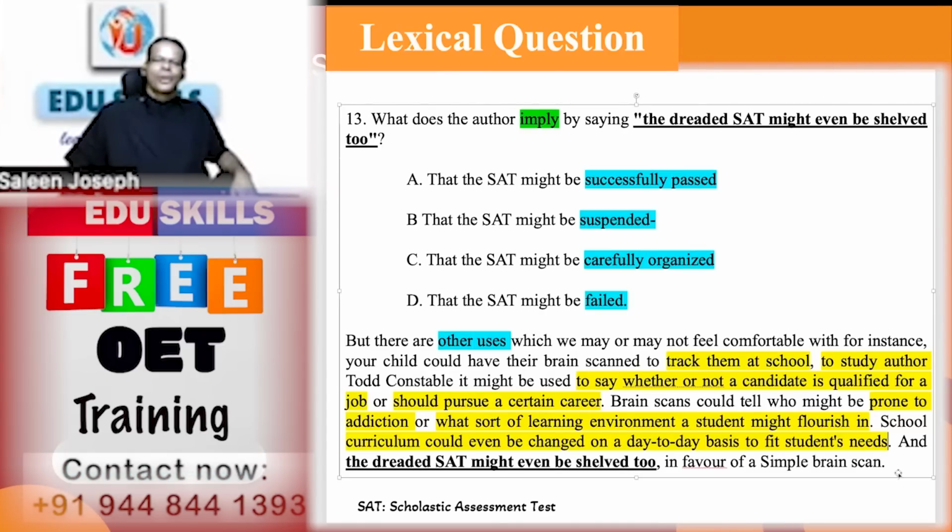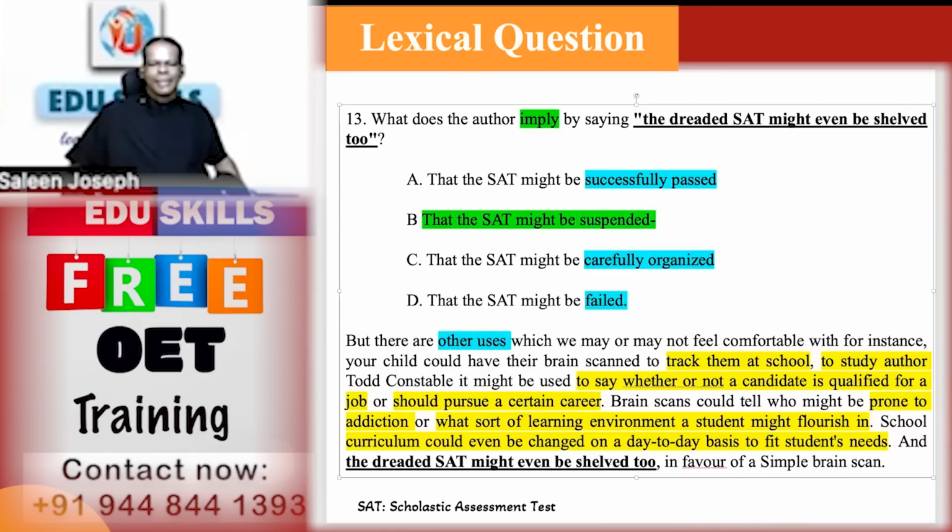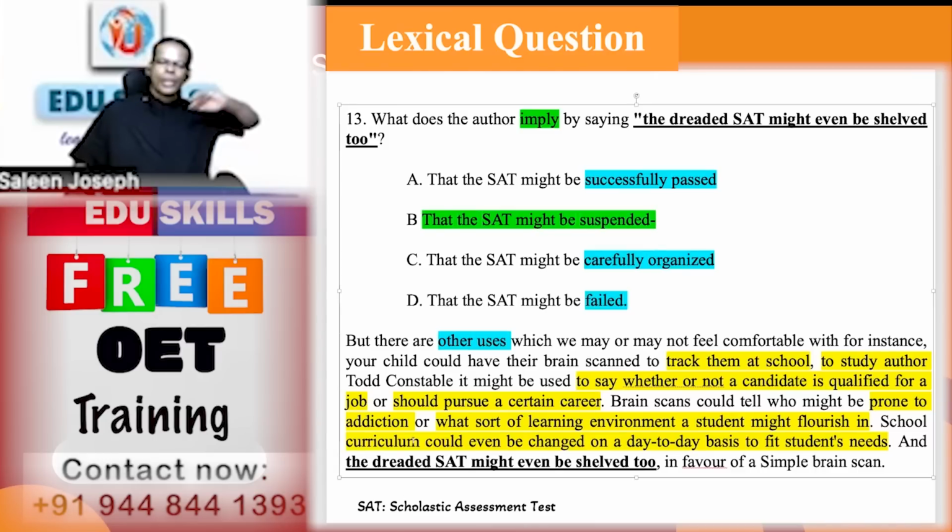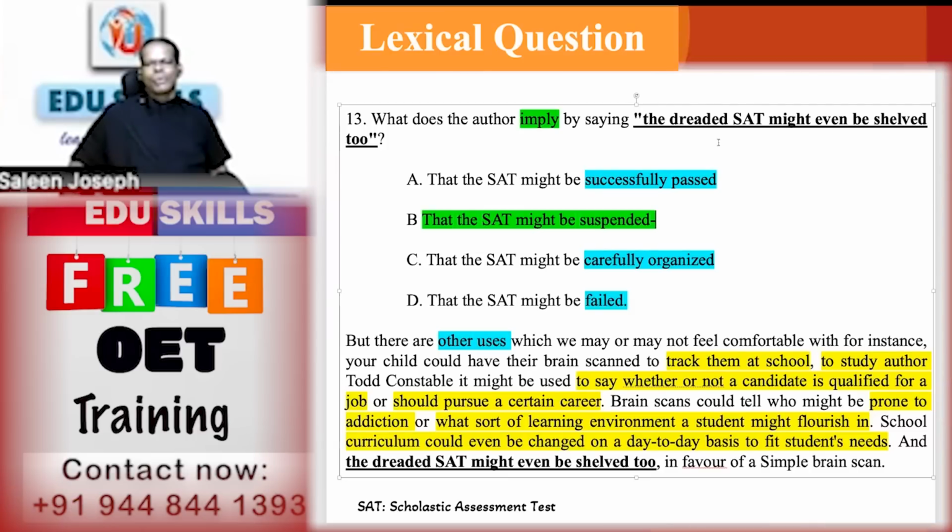Yeah, option B. This is not because you don't have strategies. This is because your competency requires to be improved. It's a simple thing, when you read, immediately it's understood. And dreaded SAT might even be shelved. Dreaded means it's negative. So if you use OET instead of the SAT, dreaded OET might even be shelved, to keep it away, suspend, in favor of a simple brain scan. You know, for the dreaded SAT, you cannot say successfully passed. The SAT might be successfully passed? It says the dreaded SAT.